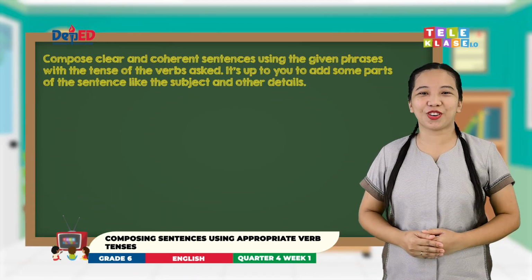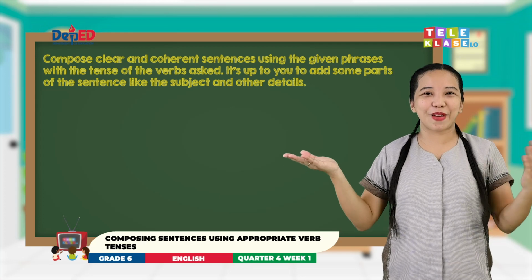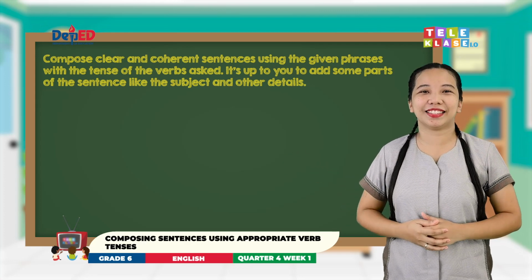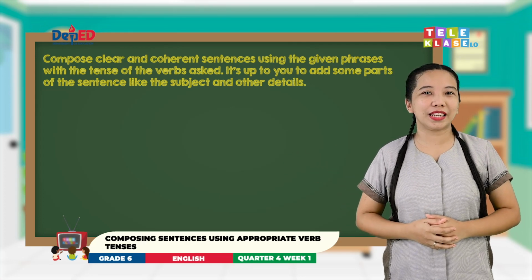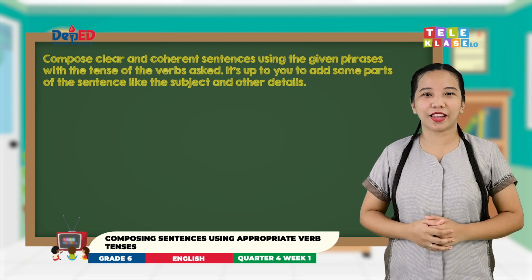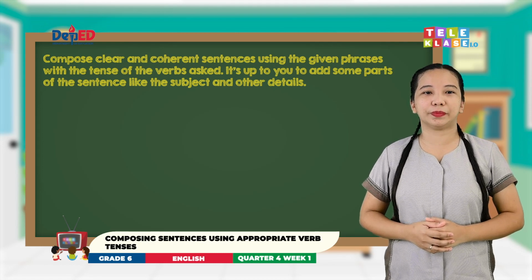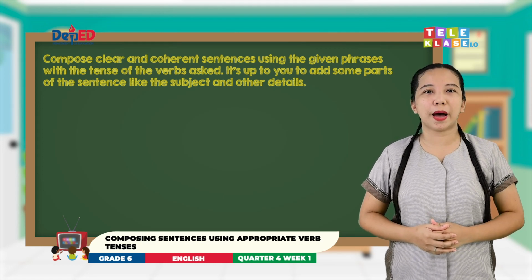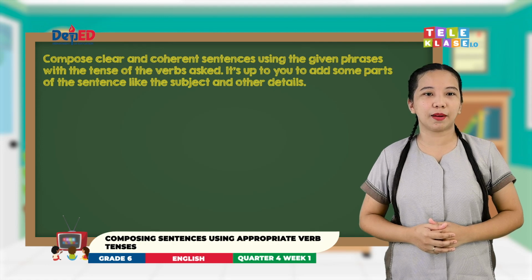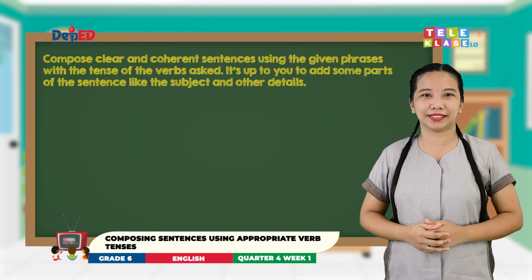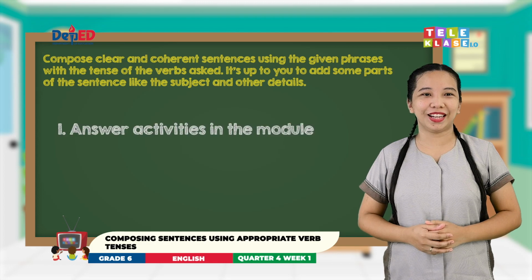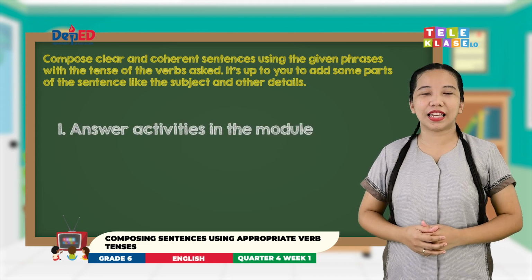Now it's your turn to try. Bring out your pen and paper and do this exercise. You have 5 minutes to compose clear and coherent sentences using the given phrases with the tense of the verbs asked. It's up to you to add some parts of the sentence like the subject and other details. Number 1. Answer activities in the module.